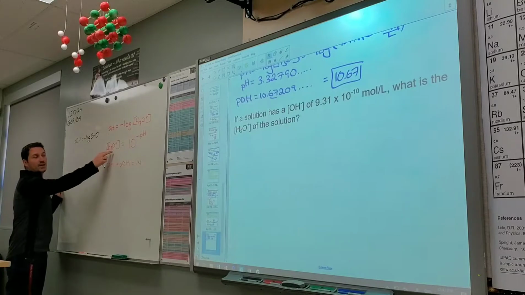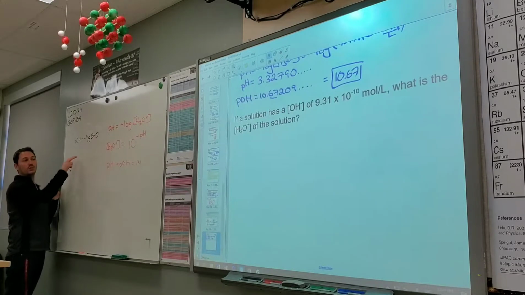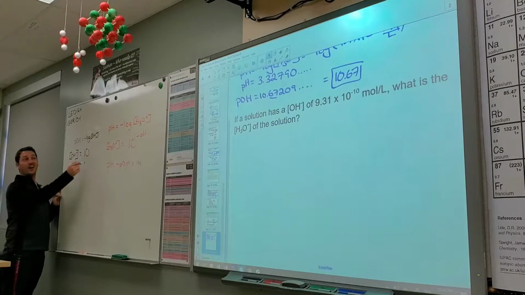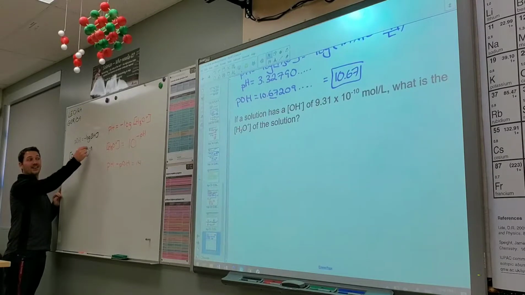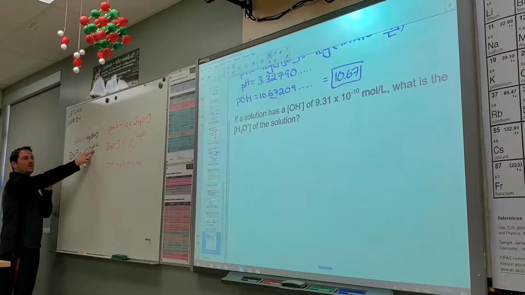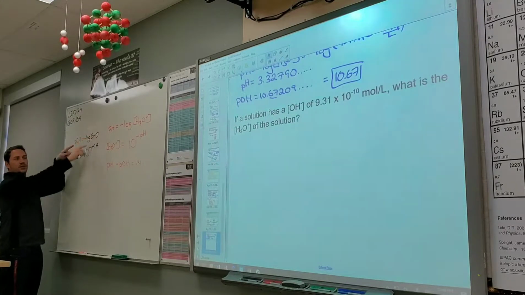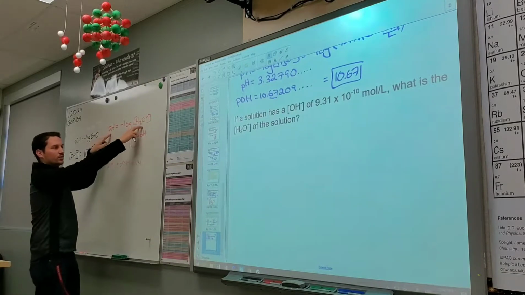Okay, instead of hydronium concentration, what else could I do? Concentration of what? Hydroxide is equal to what? 10 to the negative pOH. Do you see how pOH and OH always go together? Right? pOH and OH always go together, and pH and hydronium always go together?